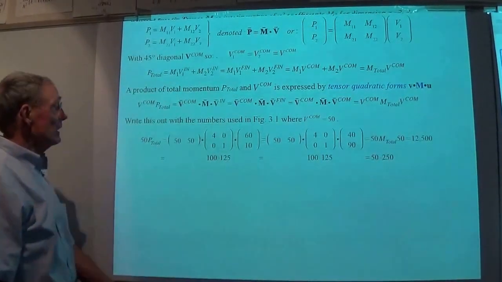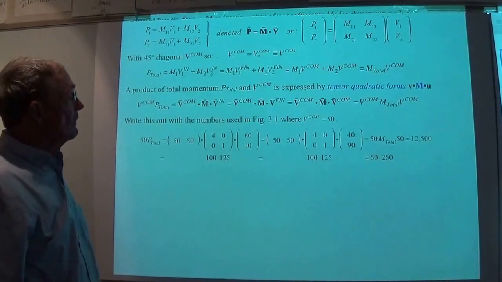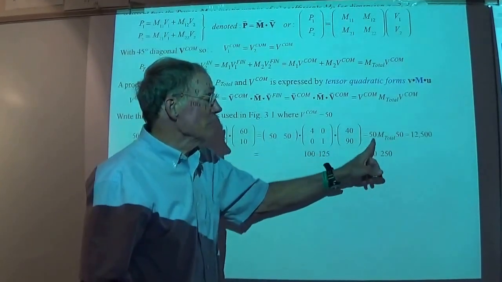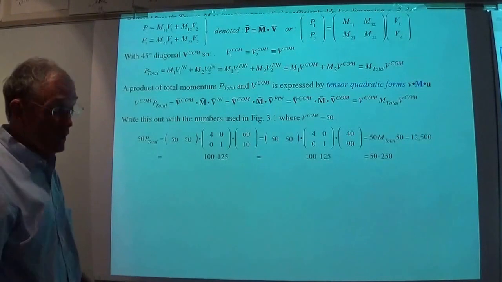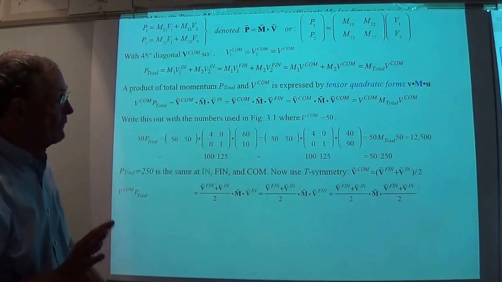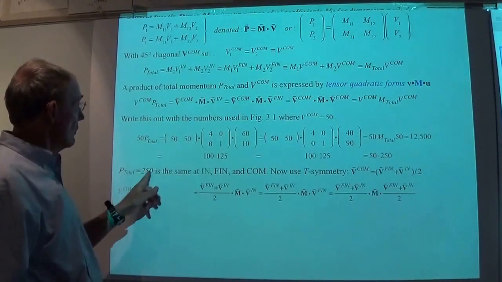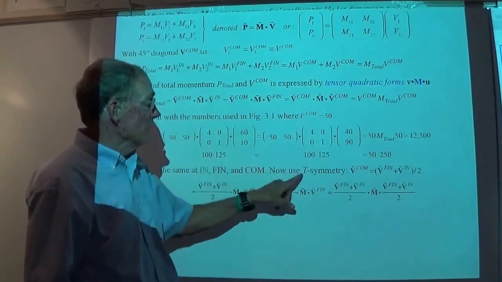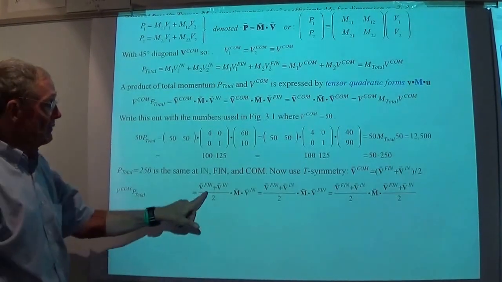So there's the mass. VCOM 50 comes out twice in the quadratic form, M total, M total being 5, 4 plus 1 gives you that largest number. Now, the idea is that this P total 250 is the same at any point on that line, particularly these 3 points. And we're using T symmetry, so we can replace the VCOM by the half sum.